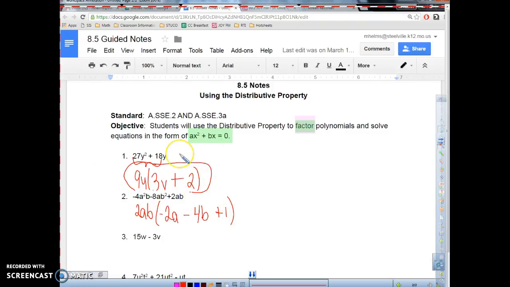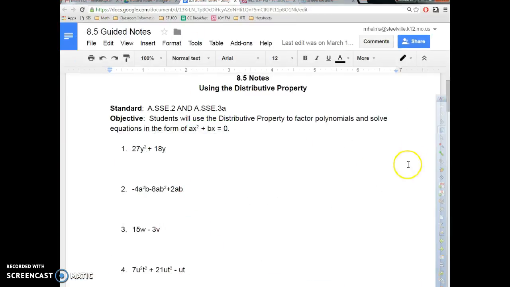Number 3, you have 15w minus 3v. So you ask yourself, what's in common between these two? And it's a 3. So you have 5w minus v, because none of the letters are the same. Okay, so let's go to number 4.